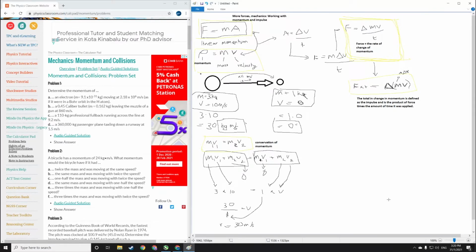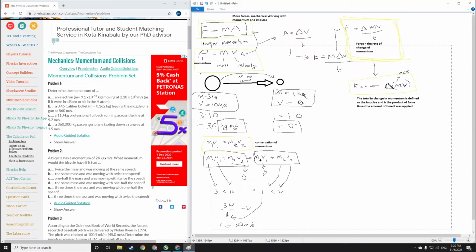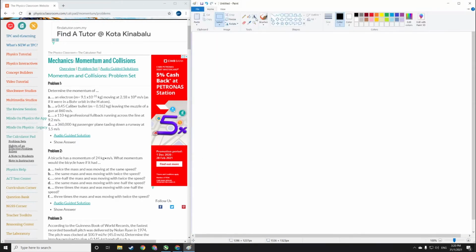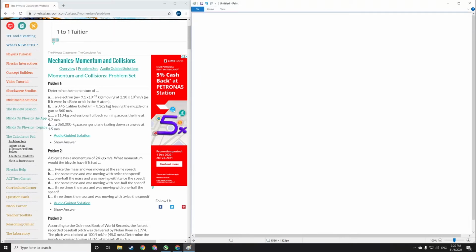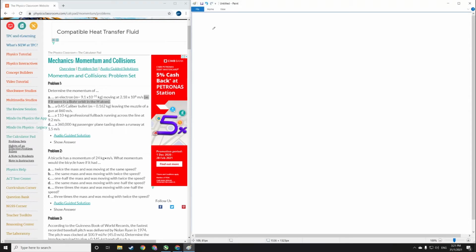All right. And with that said, let's start doing some problems. I'll just clear the space. And now we're going to hop right into it. Determine the momentum of an electron, which is this mass, moving at this velocity, as if it were in a Bohr orbit in the H atom. Let's forget about this piece of information because that's not very important. We can assume that anyway. So we know that p equals mv.